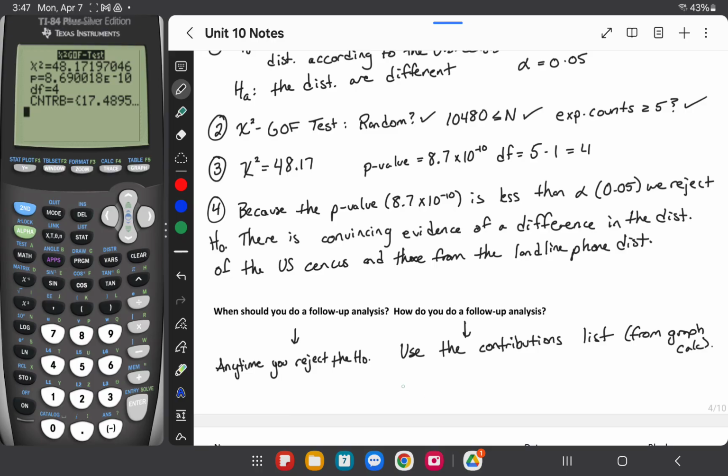So for our follow-up analysis for the problem up above, and this would typically go along with your conclusion, so we're doing it separately here, but just for future chi-squared tests, anytime we do this, make sure to include that as part of your conclusion step. Let's figure out which one contributed the most. So our first contribution was 17.4. That would correspond to the first category. The first category was those in their 20s.